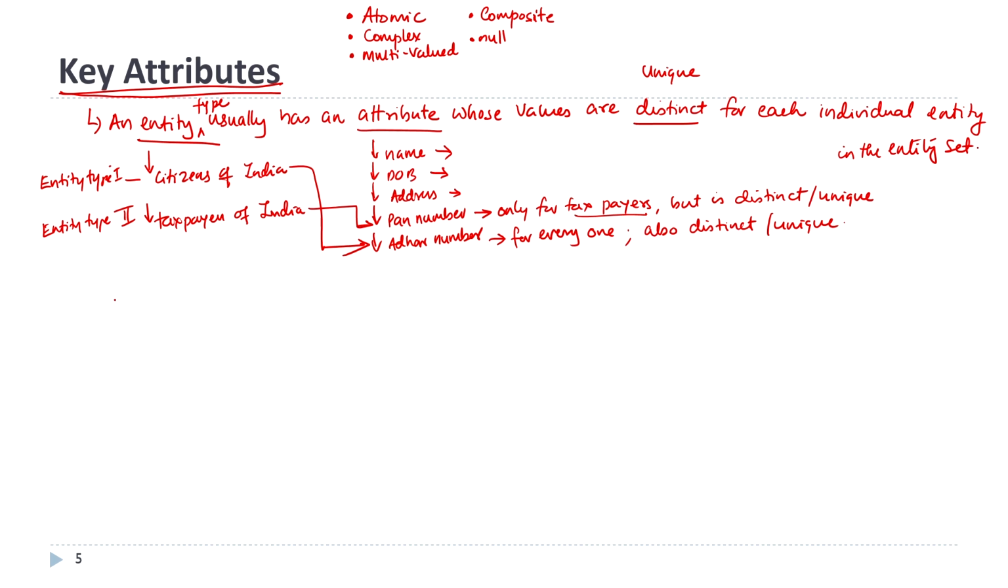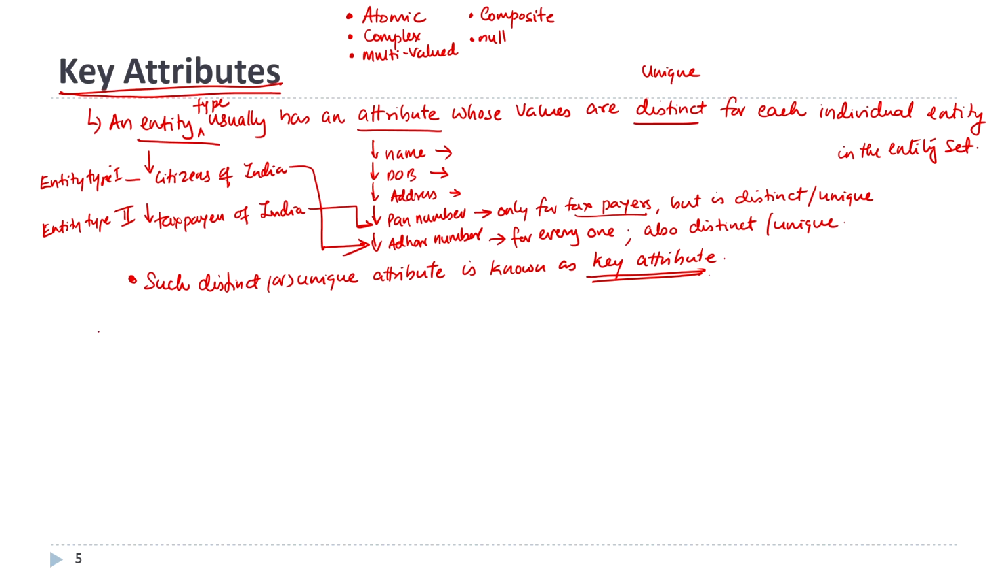Okay. So, such a distinct or unique attribute is known as a key attribute. So, when somebody says I am talking about a key attribute, we are talking about the unique one. When in the database you hear the term primary key, foreign key, etc., we are talking about a distinct or a unique attribute of the entity that can be used to uniquely identify it.